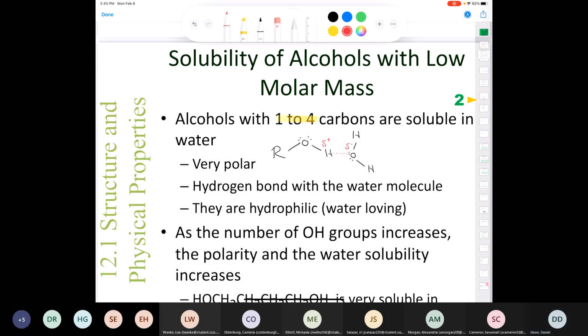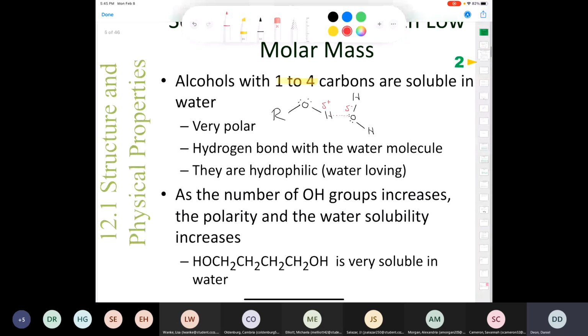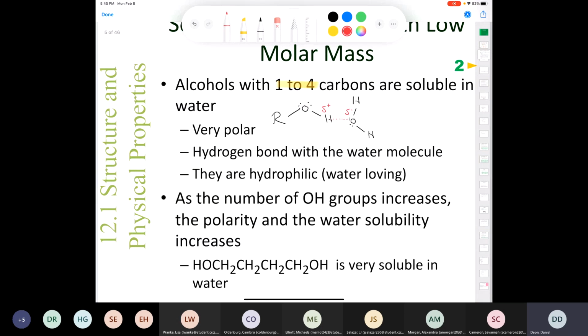But since small alcohols can hydrogen bond with water so efficiently, they're hydrophilic, which means they're water-loving, and they will dissolve in water. Now, as a general rule, as the number of hydroxyl groups increases on a molecule, the polarity and hence the water solubility is going to increase, right? Again, water is a very polar molecule. If we look at this molecule here, even though it's got 1, 2, 3, 4 carbons in it, because it's got 2 hydroxyls in it, it's going to be very soluble in water.